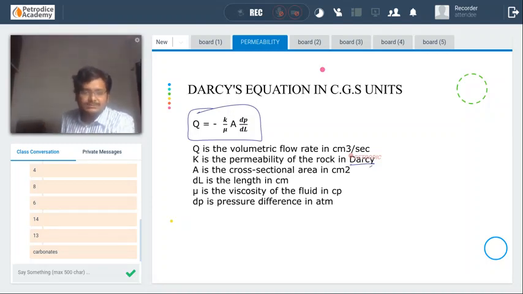The units under CGS for each particular variable. Q is centimeter cube per second. K is Darcy. Viscosity is in centipoise. Area is in centimeter square. Pressure is in atmosphere. Length is in centimeter.